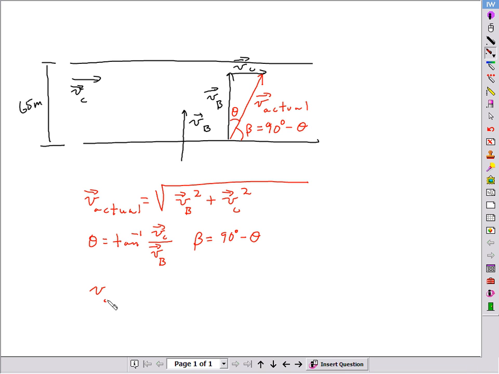And when you give your actual velocity, you would say that it is the magnitude, and your direction could be given as beta degrees from the bank. Or you could have given it as theta degrees from straight across.